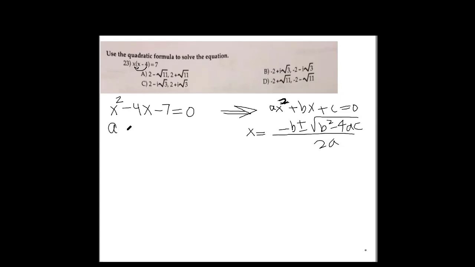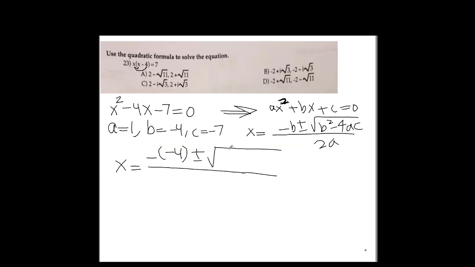My a is the coefficient of x squared, which is 1. My b is minus 4. And my c is negative 7. So all I have to do now is substitute these values into this formula. Minus b, so minus b is minus 4. I have to be very careful with the sign, you guys. Minus minus would be plus. Plus and minus the square root of b squared, so you take negative 4 and square it, minus 4 times a, which is 1, and c is negative 7, over 2 times 1.